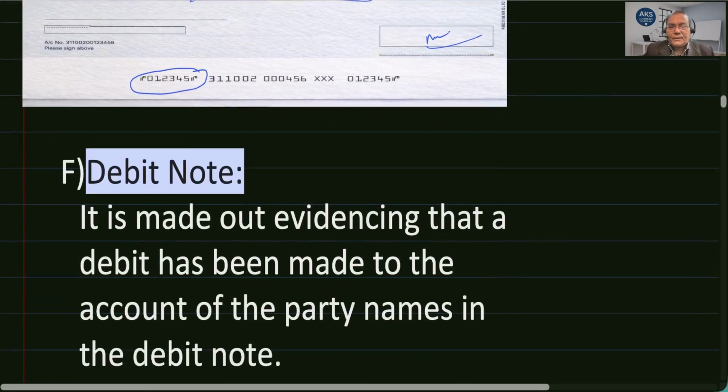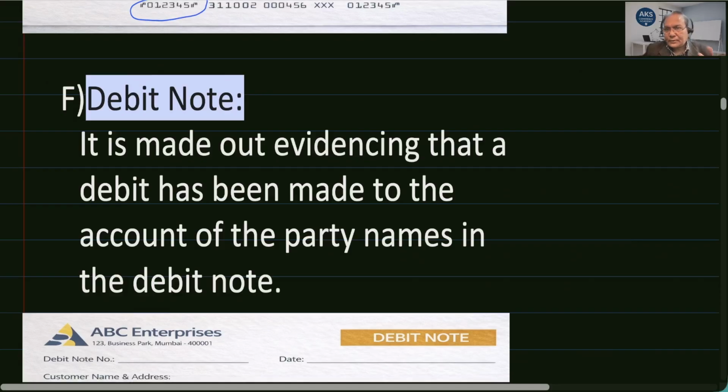Now there is a debit note. What is a debit note? You must have heard of the terms debit note and credit note. A debit note is nothing but a debit that has been raised in the name of whom the note is created. What does it mean? Let's say there is a buyer and there is a seller. The buyer has bought a certain item from the seller, so the seller has sold to the buyer.